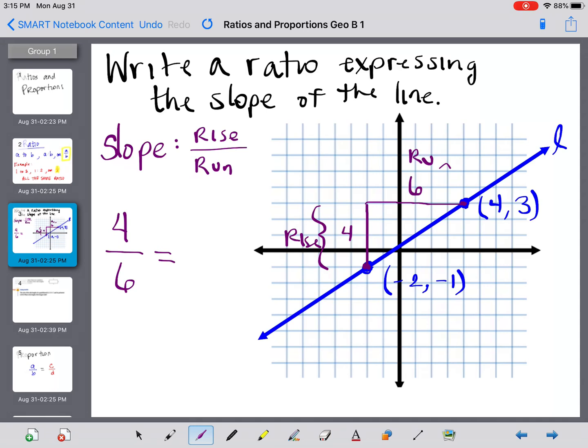I notice they're both even numbers, so I can reduce them. I can divide them both by the same number, dividing up top and bottom by 2. On top, we're left with 2, and on the bottom, we're left with 3. Whenever we write a ratio, we want to write it in lowest terms.